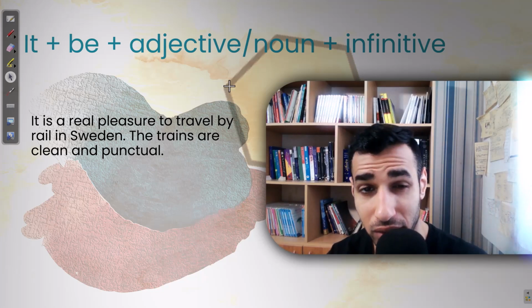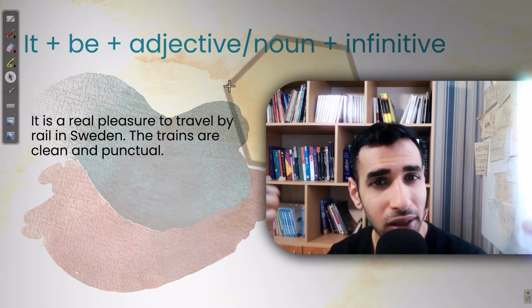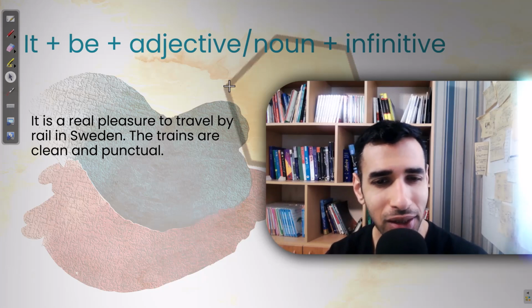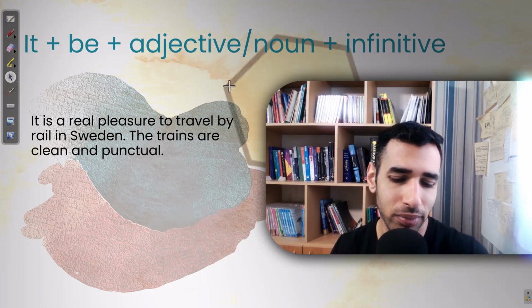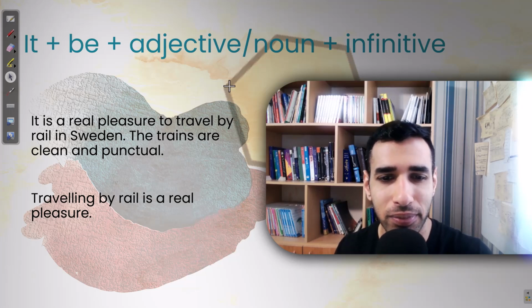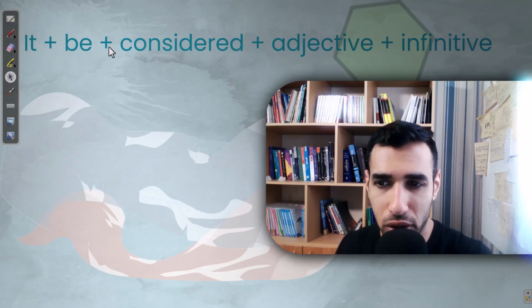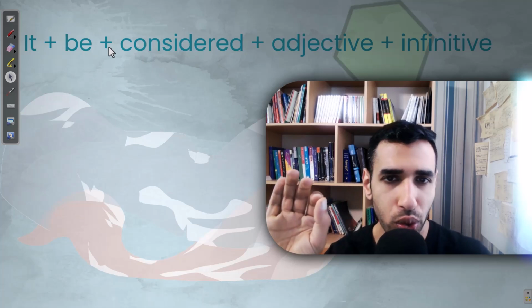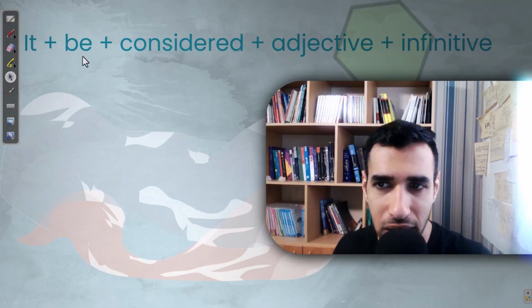How can we convert the infinitive phrase to gerund phrase? Yes, absolutely. Traveling by rail in Sweden is a real pleasure. Exactly. And now, we can use considered in this kind of structure. The word consider can be after be and before adjective.